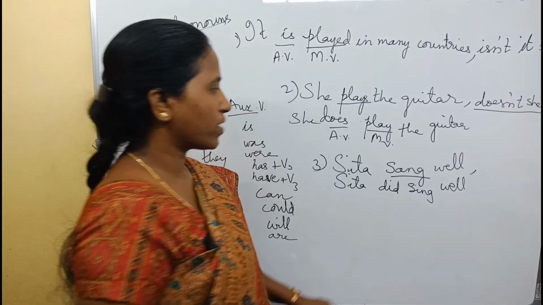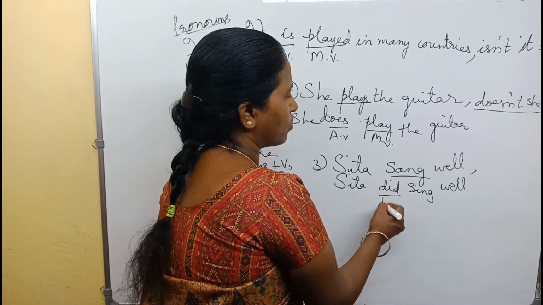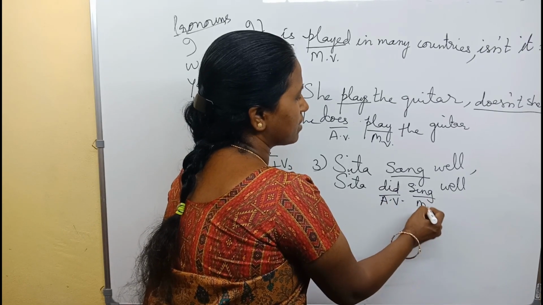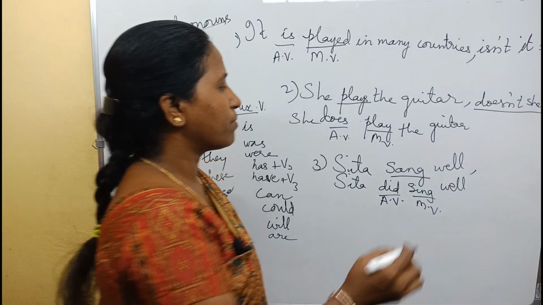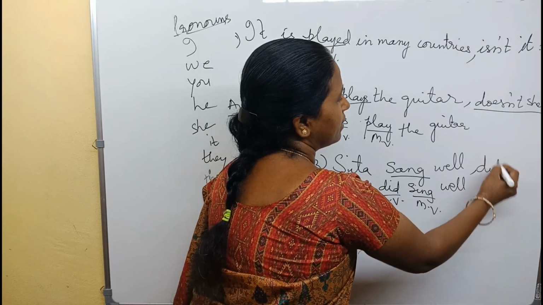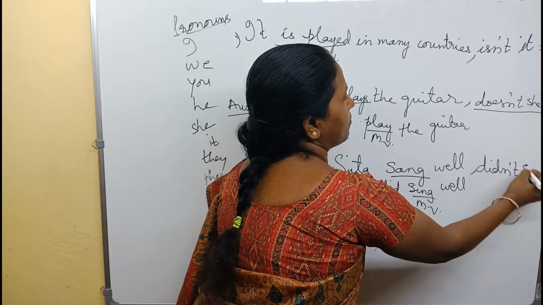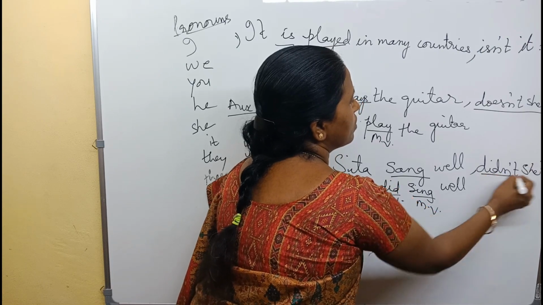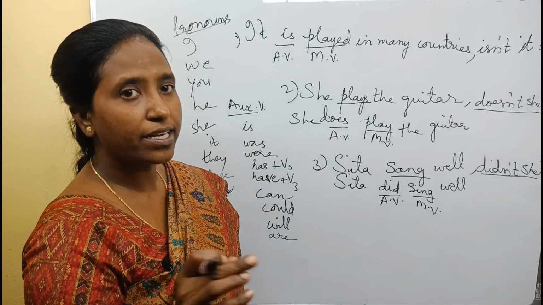So what will be the question tag? Here did is our auxiliary verb and sing is our main verb. So what will be our question tag? Didn't she? Okay. So generally when it is past tense, the D gets added.